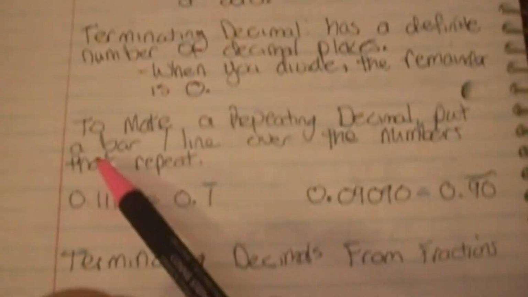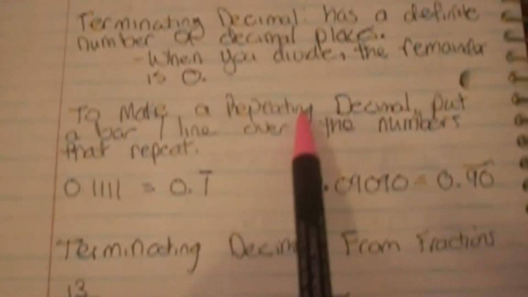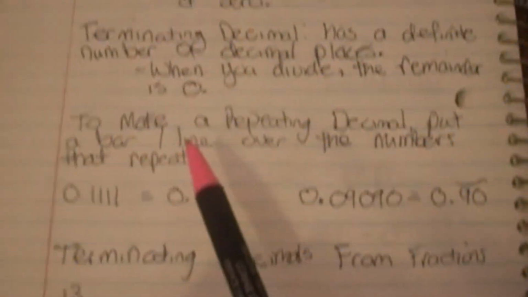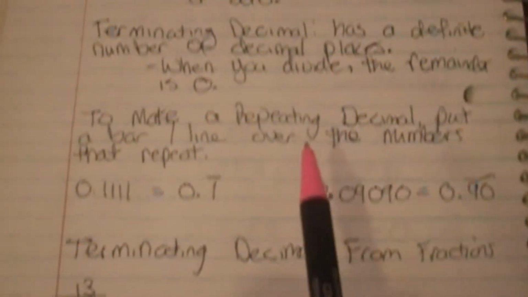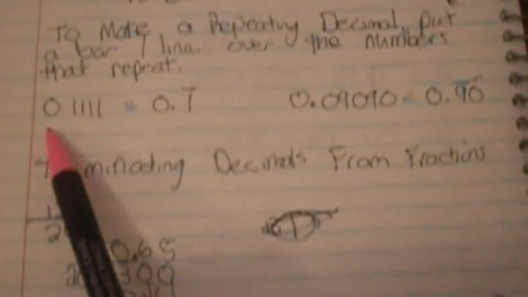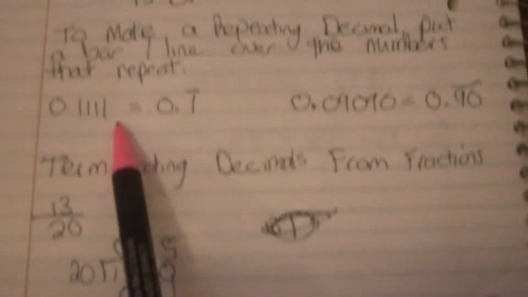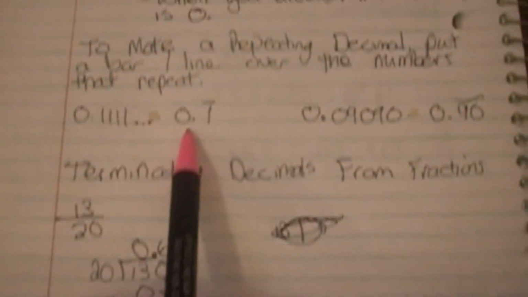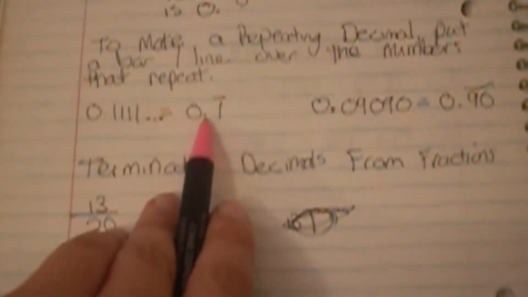So once again, to make a repeating decimal, you are going to put a bar, is what the book uses. It just simply means you're putting a line over the numbers that repeat. So for example, here we have 0.11111, and a lot of times you will see little dots at the end. That means that 1 is repeating, never ending. So we're going to shorten that up. Instead of writing those ones, because I know a lot of you don't want to write more than you have to, we're going to put our 0 again, 0.1, line over it.